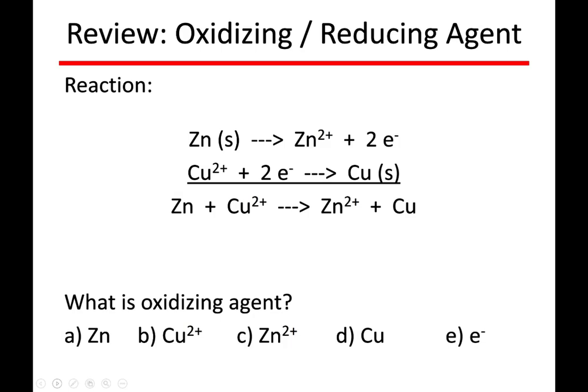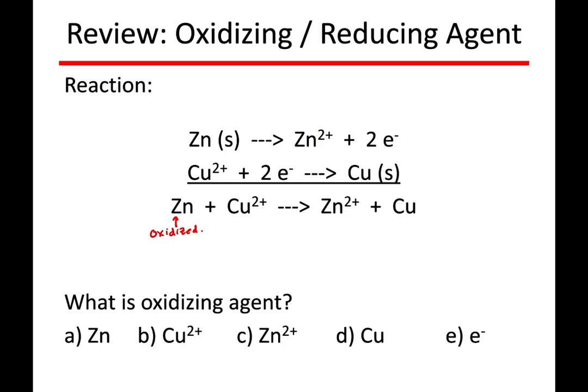All right, having given you some time to think that over, hopefully you remember how we're able to determine this. What we need to do first is take a look and see what has been oxidized in this reaction. So in this reaction, zinc has been oxidized. It's lost electrons to go to Zn2+. But the question is not asking what's being oxidized. The question is asking, what is the agent that is responsible for oxidizing the zinc? What is causing the zinc to be oxidized?